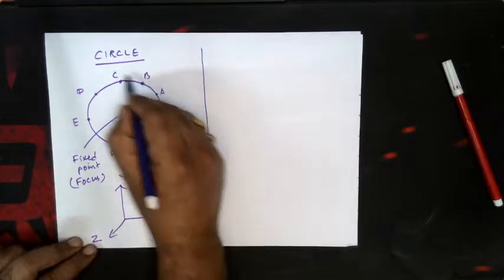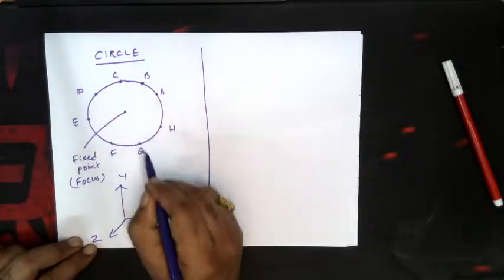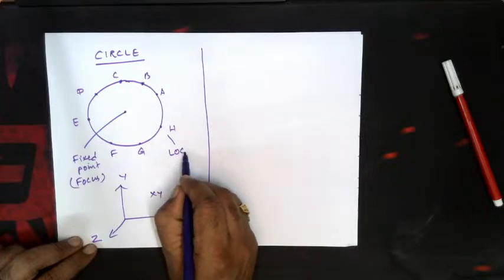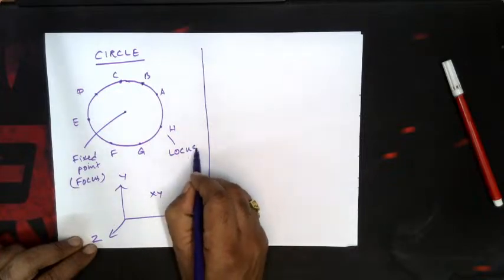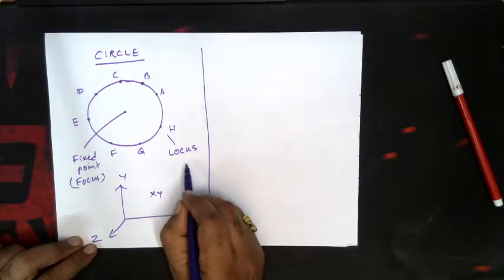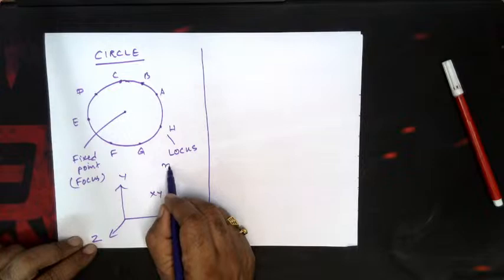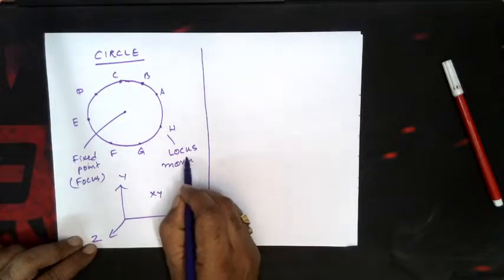And what about these points lying on the circle? They are called locus, and the plural is loci. So it means these are all the moving points on a circle.